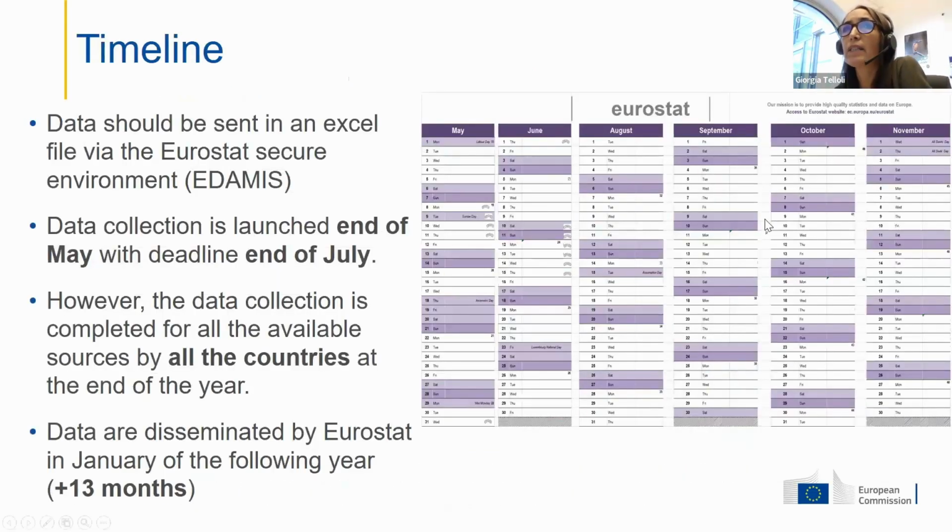What about the timeline? We have a deadline for collecting data, end of July, but usually the slower countries finish sending the data at the end of the year because they have to collect data from many different sources. They have the National Rapporteur for victims, the police for suspected, the prosecution service for prosecuted, and courts for convicted. That means that it requires some time. So data are disseminated as soon as they are validated, usually in January of the following year.